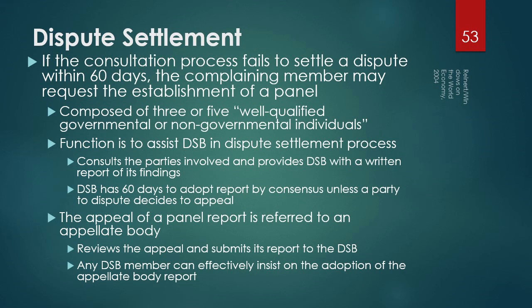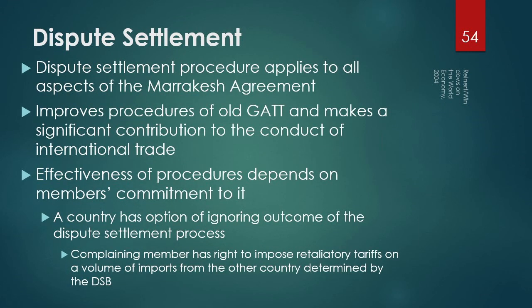The Dispute Settlement Board has 60 days to adopt the report by consensus, unless a party to the dispute decides to appeal. So the appeal of a panel report is referred to an appellate body. It reviews the appeal and submits its report to the Dispute Settlement Board, and any Dispute Settlement Board member can effectively insist on the adoption of the appellate body report. So the dispute settlement procedure applies to all aspects of the Marrakesh Agreement, or the WTO. It improves the procedures of the old GATT and makes a significant contribution to the conduct of international trade.